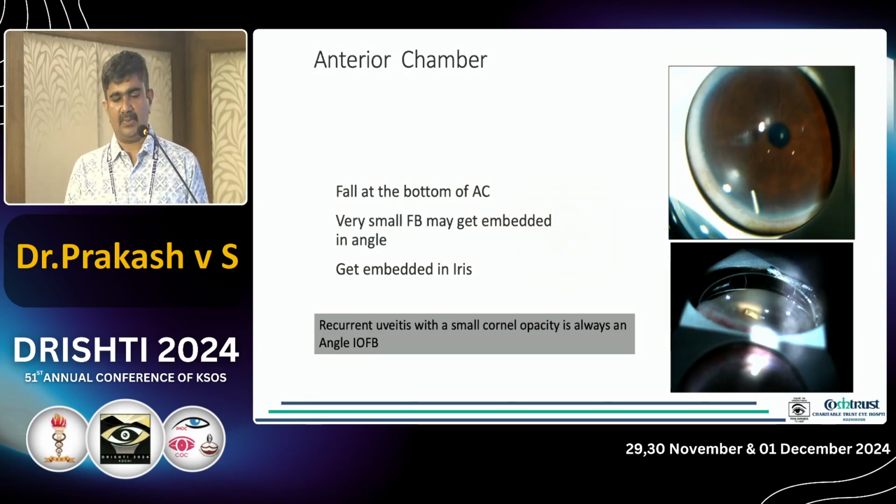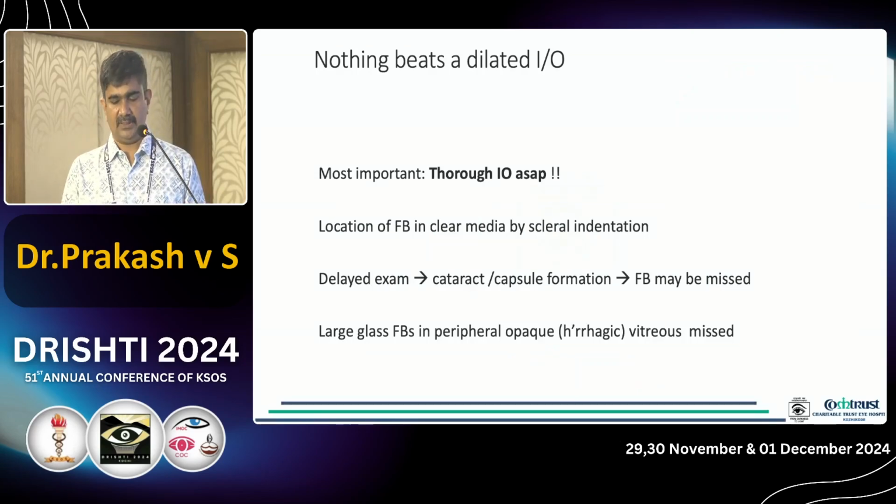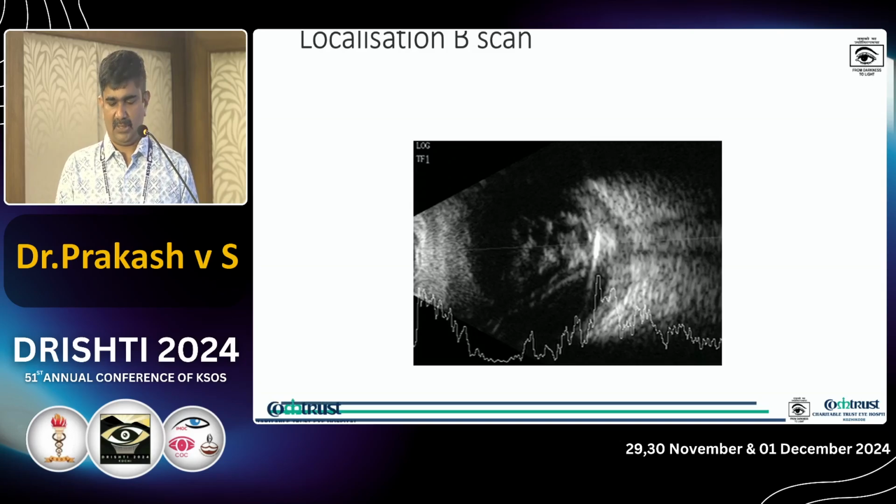In the anterior chamber, you can have the foreign body in the angle, so do a gonioscopy, especially when you have chronic recurrent uveitis in a patient with a corneal scar. In fundus examination, nothing beats indirect ophthalmoscopy. Do it as early as possible. Get a dilated fundus examination, because soon the cataract will develop and you won't be able to see the foreign body. There is nothing like seeing it directly with your eye. But in many cases it is not possible, so B-scan is the most important tool needed for localizing as well as diagnosing a foreign body.